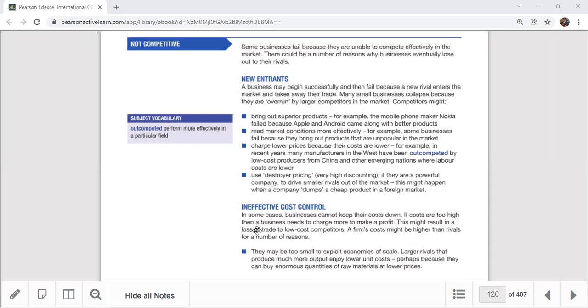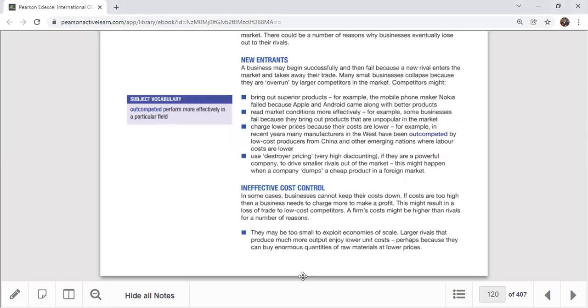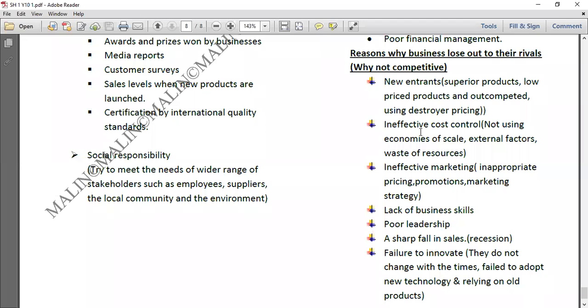The other one is ineffective cost control. Ineffective cost control is another internal reason why a business will fail, because the cost control is very poor. That is, not using economies of scale, external factors, and waste of resources. You are not making use of economies of scale, no bulk purchase discounts, nothing, and external factors are affecting you, and also waste of resources. We'll see ineffective cost control in detail.